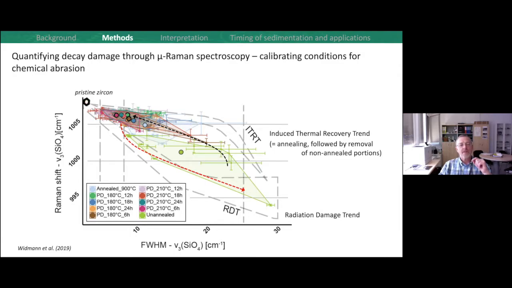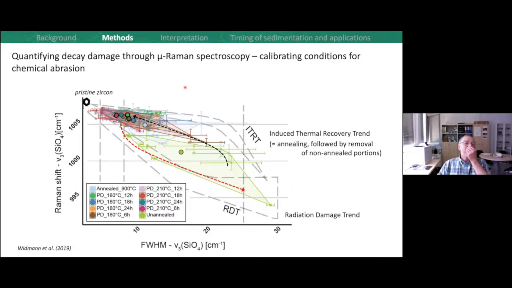Philipp Wiedmann could quantify the area of highest confidence where we are closest to this pristine point, and that's 210 degrees, 12 hours. That's what we are using now for the partial dissolution step of our chemical abrasion. I would say this works in 95, 98% of the cases. This works very well, and it cannot really be tested. We just have to hope that we are doing fine.